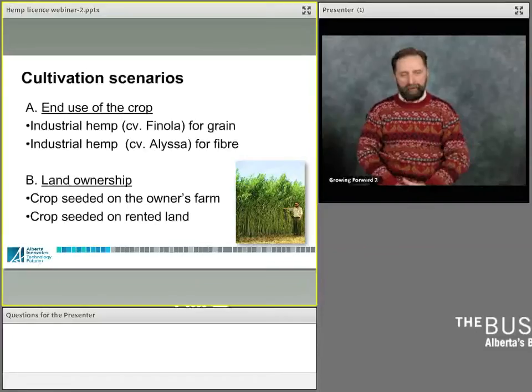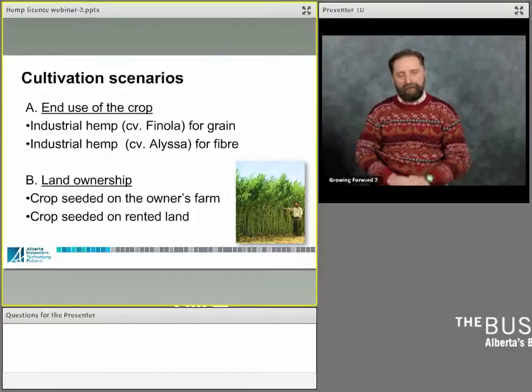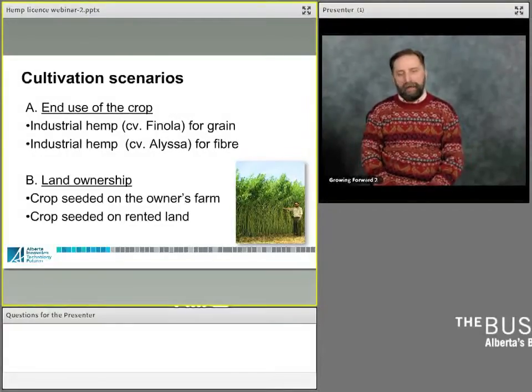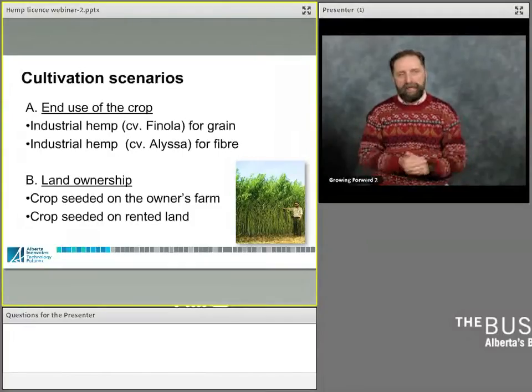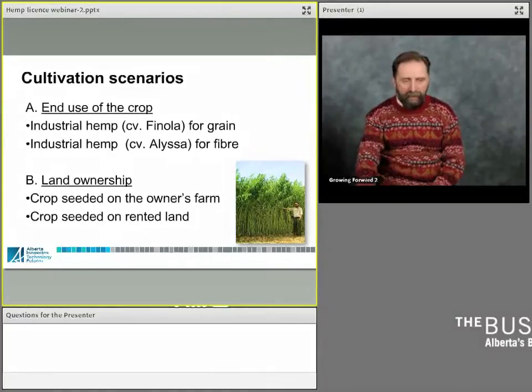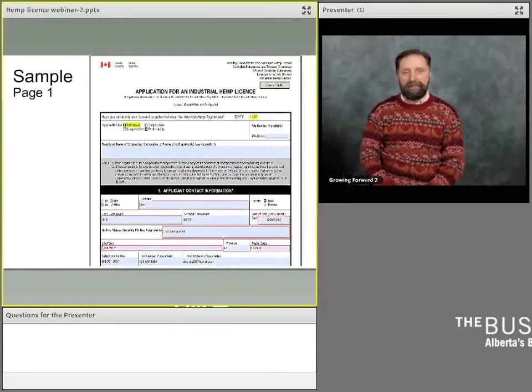Now, land ownership. This fictional applicant will be applying for a crop that will be seeded on the owner's farm. And also, they run out perhaps of land base, and they will be renting land from a neighbor. Okay, this is quite a typical scenario here in Alberta. Okay, without further ado, now we'll start filling out our application.